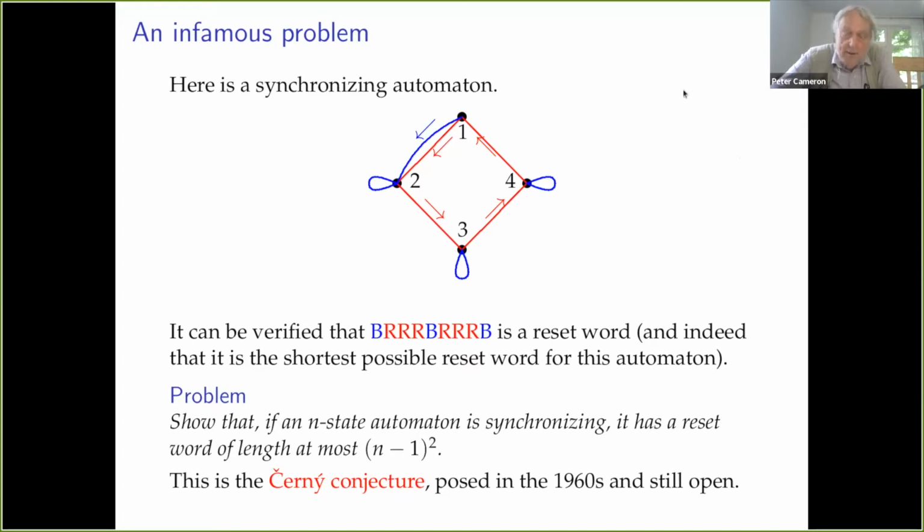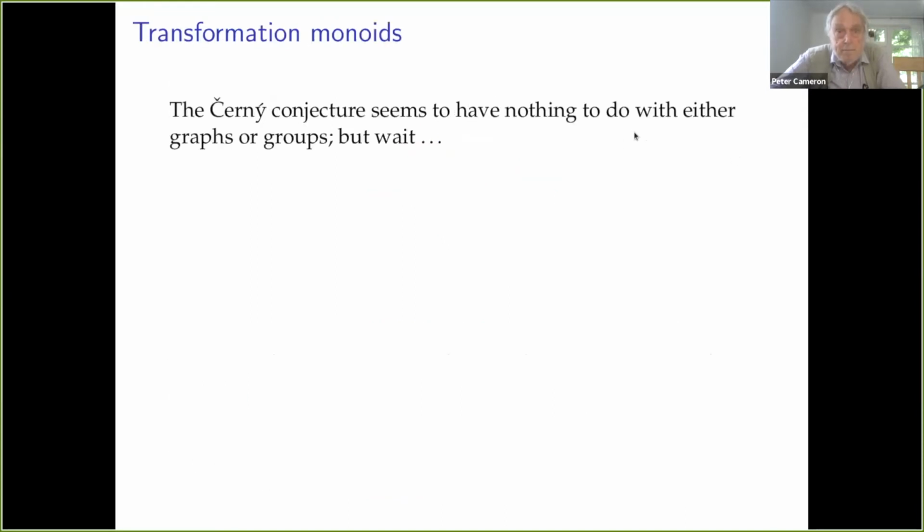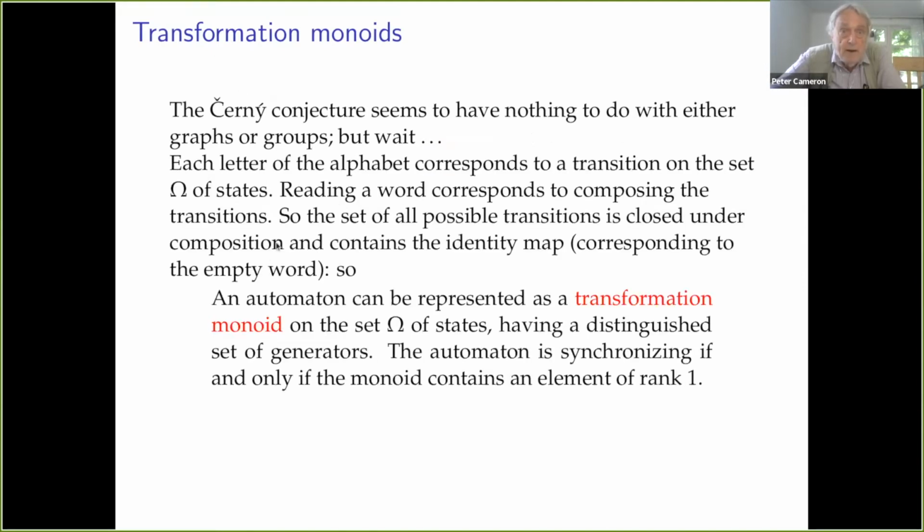So let me tell you a little bit about that. We're going to turn this into semigroup theory. So a transformation monoid is a set of transformations. So omega is a set of states. We have a set of transformations on omega. It should be closed under composition, and it should contain the identity, the map that leaves everything where it is.